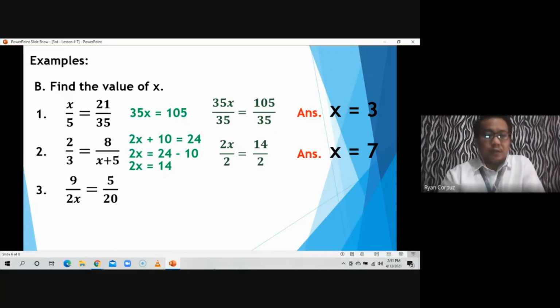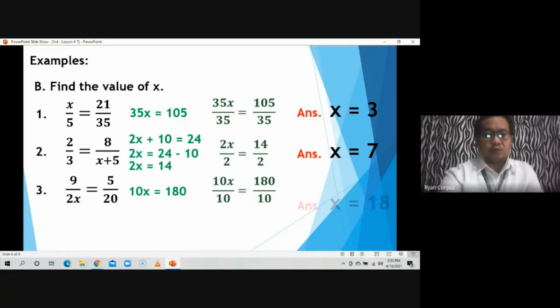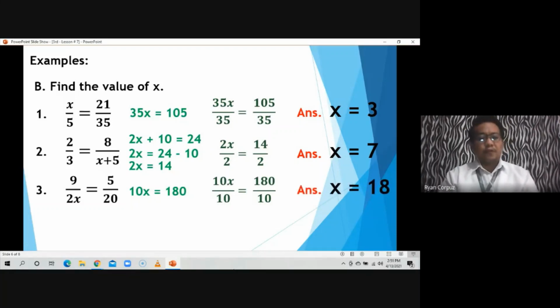So, in the case of number 3, unahin natin i-multiply yung 5 times 2x. So, magkakaroon tayo ng 10x is equal to 9 times 20, which is equal to 180. Then from there, since we want to solve for the value of x, let's divide both sides of the equation by 10. So cancel the 10 there, then x will be left, then 180 divided by 10 is equal to 18. So for number 3, the value of x is equal to 18. Did you get example number 3?